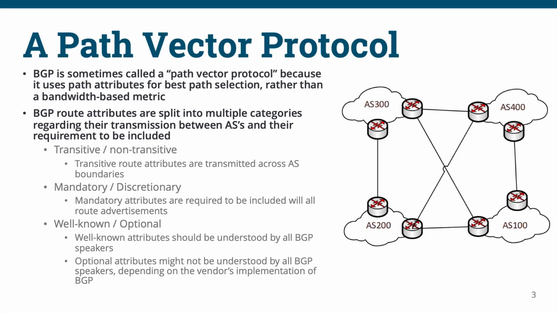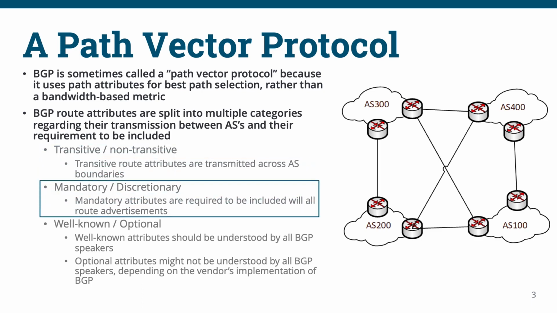The first category is transitive versus non-transitive. A transitive route attribute is one that is transmitted across AS boundaries, meaning it is included in update messages to eBGP peers. A non-transitive route attribute is one that would either only have significance for the local device or is only advertised to iBGP peers.